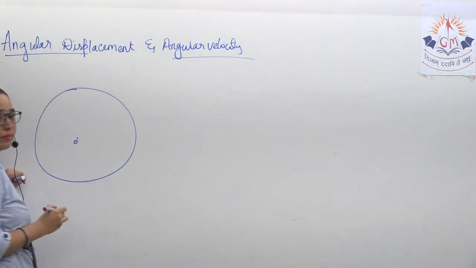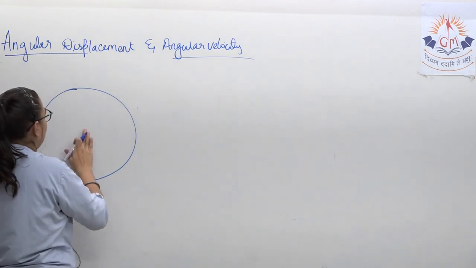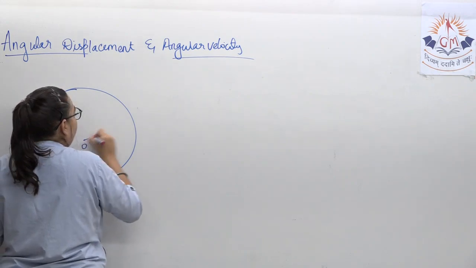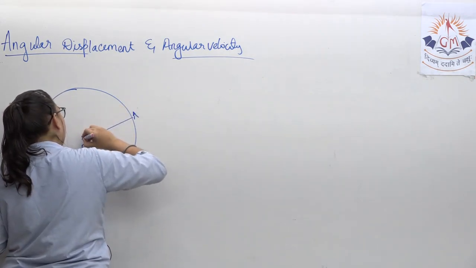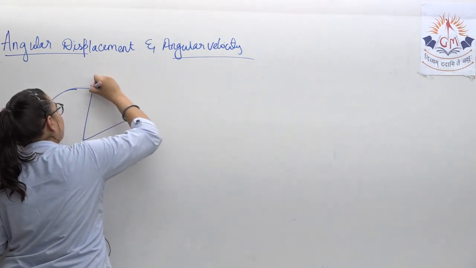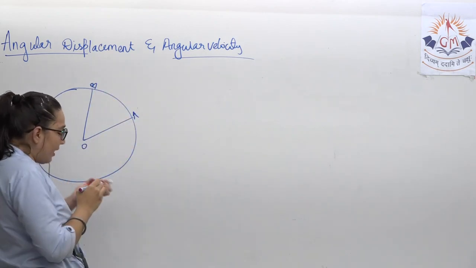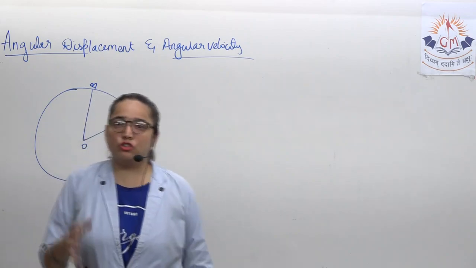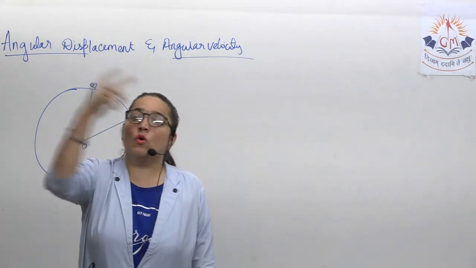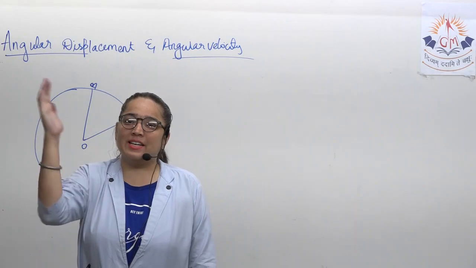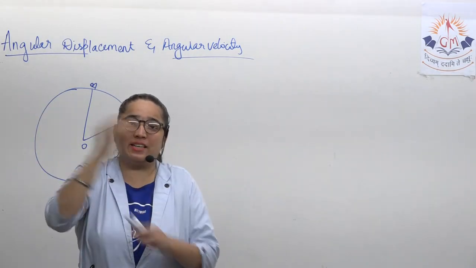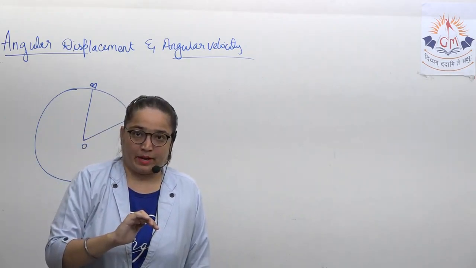Suppose this is the circle with center O. The object is going from this point, it is at point A. It goes to point B. When the object is moving on a linear path, it's easy for us to judge. But when it is going on some circular path, then it is covering some displacement, and that is in terms of angle. It is covering some angle.